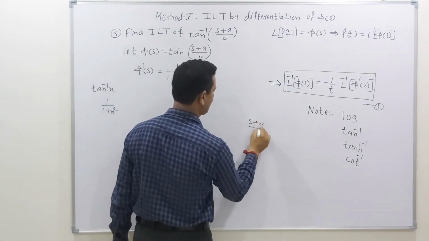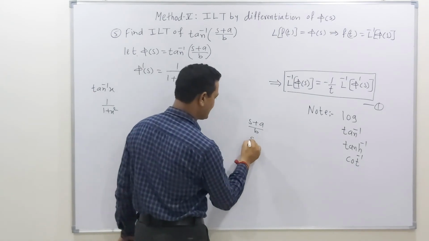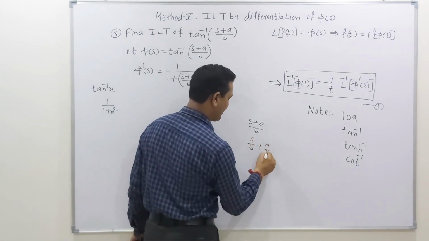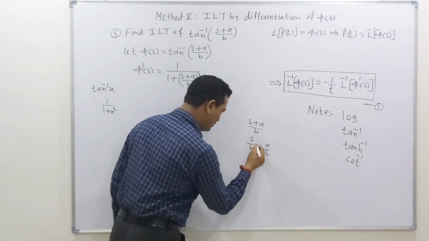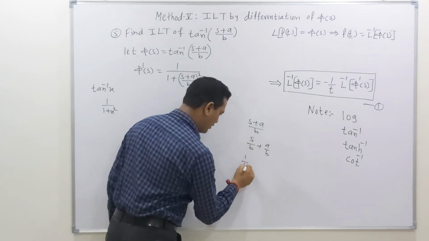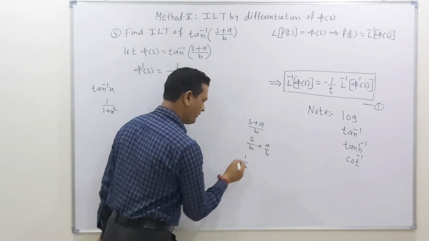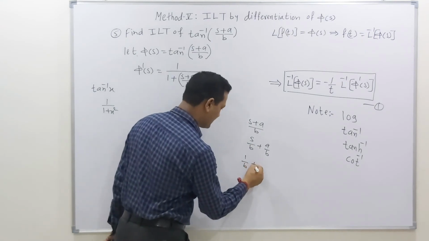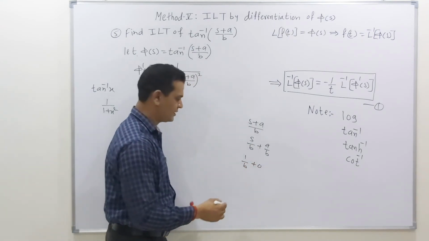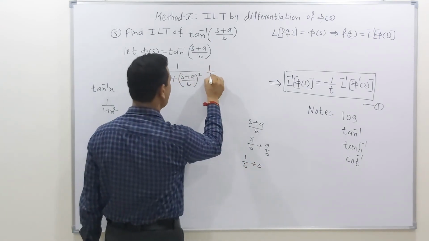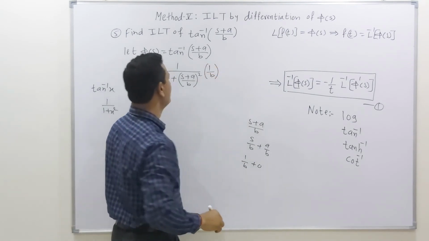So the derivative of (s plus a) upon b. We can write this as s upon b plus a upon b. In this term, 1 upon b is constant. So the derivative of s with respect to s is 1, plus the derivative of a upon b, which is constant, is 0. So we can write this as 1 upon b.